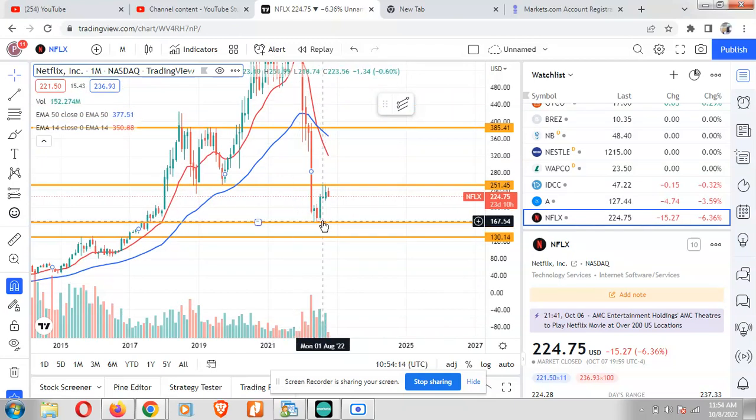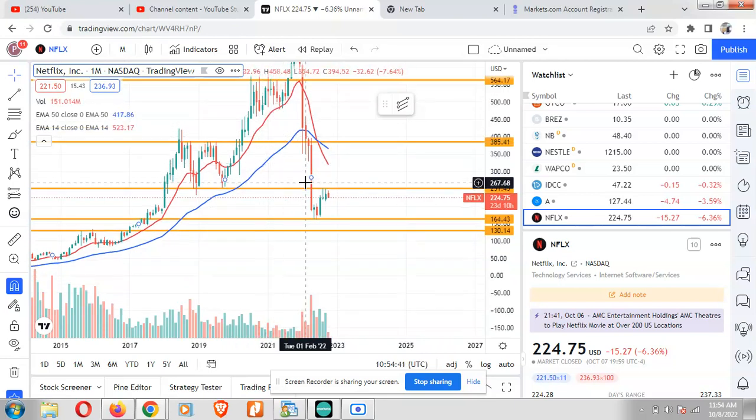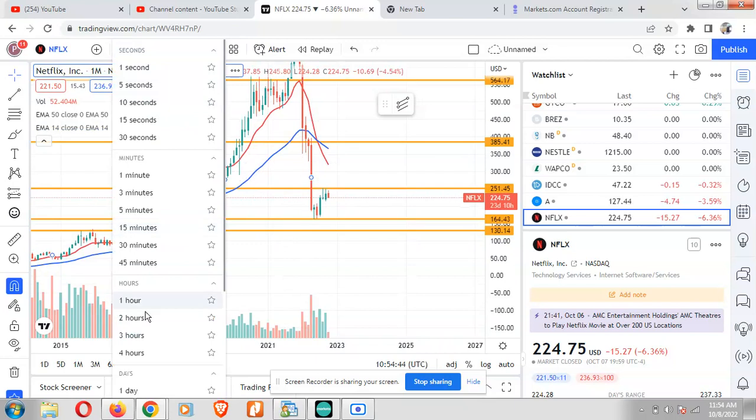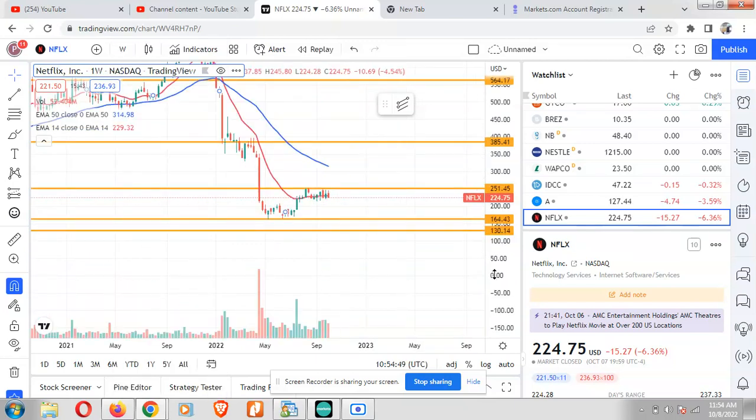The orange lines you see on the screen are areas of support and resistance that I drew. The orange lines signify these areas of support and resistance I drew on the weekly time frame. After seeing this, I know the clue that the market is actually heading down on a weekly time frame. So what do I do? I will go to the weekly time frame to see if I have the same scenario playing itself out here.